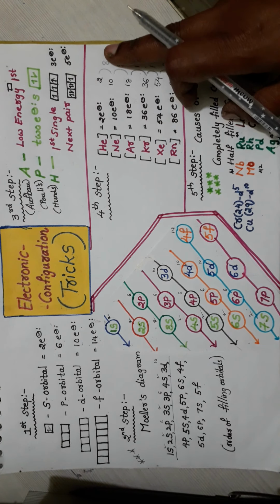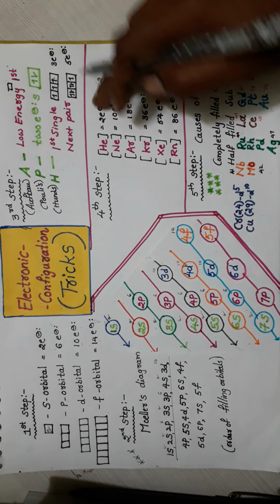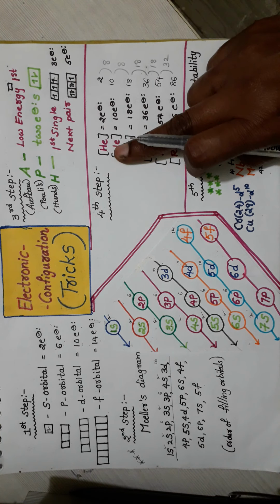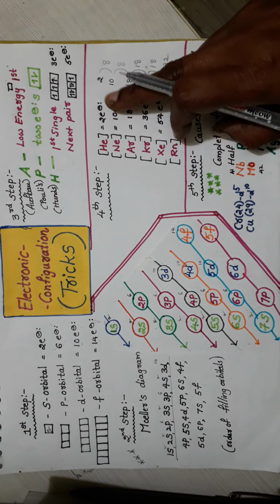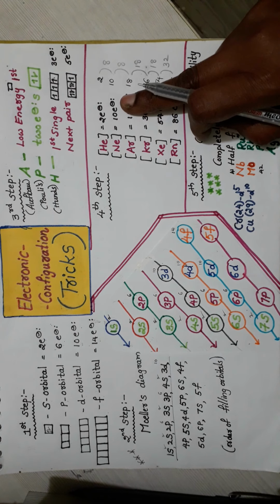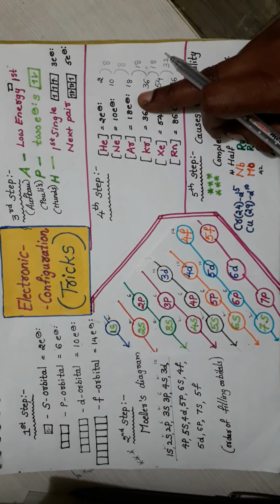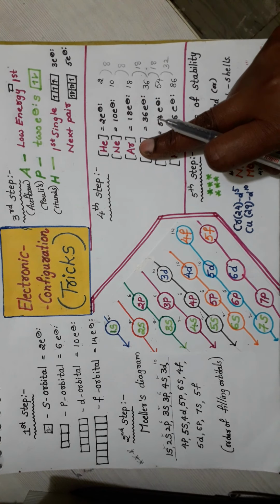An equal number of electrons are present as the atomic number. Due to that reason, here I wrote 2 electrons equal. In place of 2 electrons you can write directly helium. In place of 10 electrons you can write directly neon. In place of 18 electrons you can write argon.